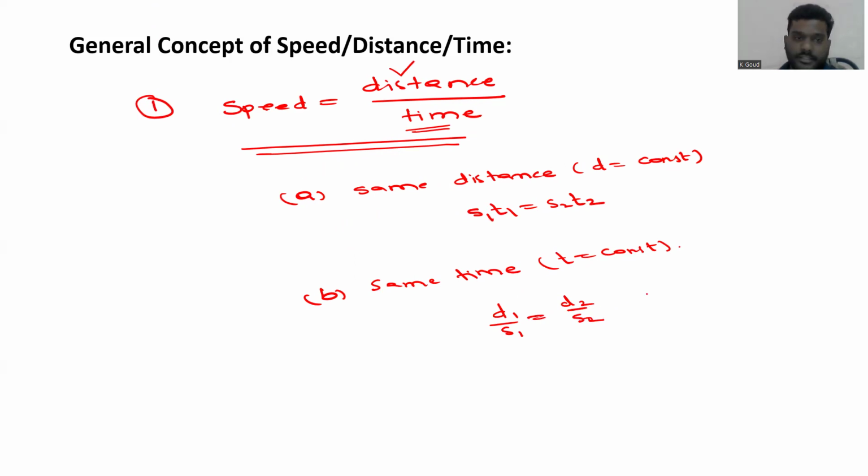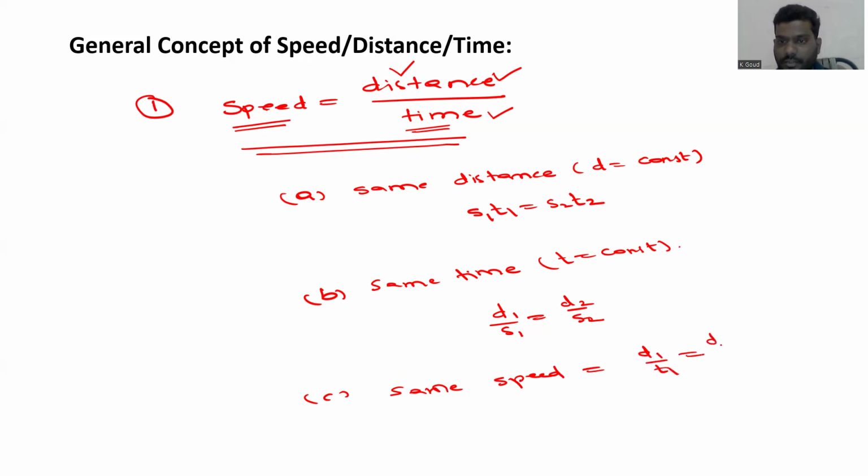Now the third and final condition. If the speed is same, given in the question, then for same speed, the condition will be D1 T1 equal to D2 T2. So pause the video and note these conditions in your notebook. They will be very helpful for problem solving.